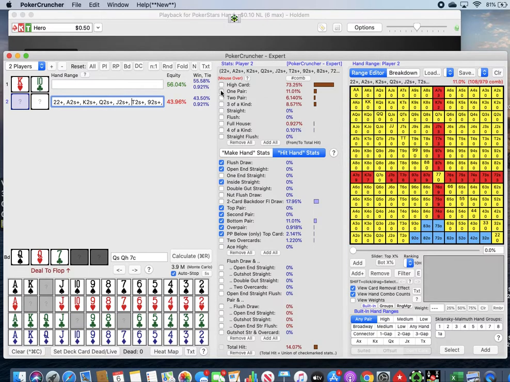The 1-pair hands he has here are some 7s. I mean, he's got a lot of combos of 7s. He has few 2 pairs. I mean, these are just the pocket pairs. He has some queen combinations that give you 3 of a kind. But here's the important thing: he has missed the flop 73% of the time.